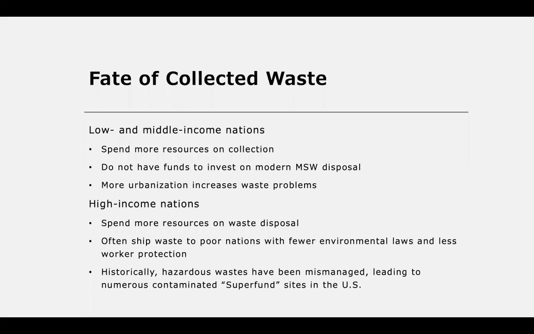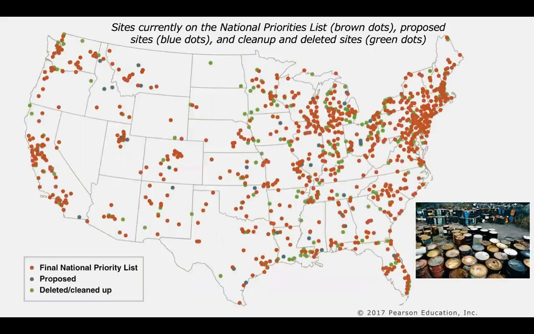And historically, in the US, hazardous wastes have been mismanaged, leading to numerous sites that are now contaminated and referred to as Superfund sites. So Superfund sites are those that appear in the final national priority list. And you can see here that the majority of these sites are still currently on that list. Few of them have been deleted from the list or cleaned up or remediated. There are several new sites that have been proposed to be added.